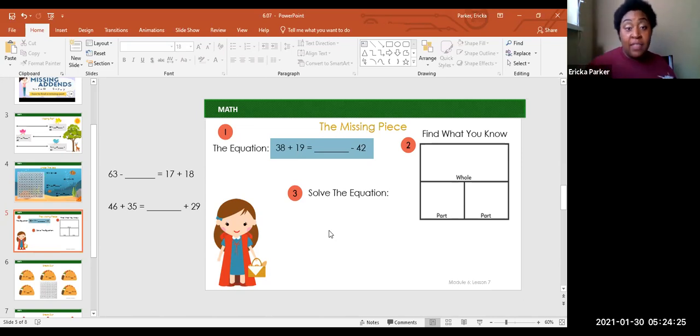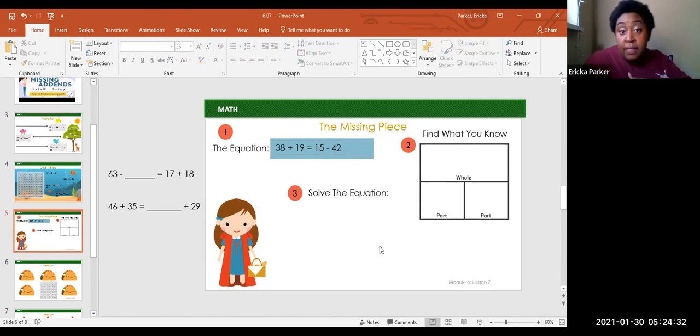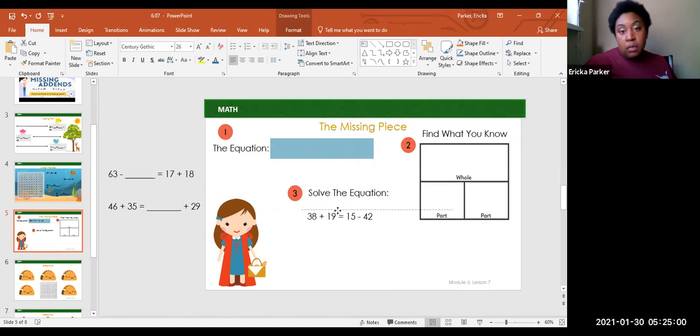Okay, so if you got the answer 15, you are correct. That means that if we add 15 plus 42, that is going to give us the 57. Okay, so if you did not understand this, you need to pause it right now, rewind it, and play it again. Okay, the rest of us who get it, we are moving along.